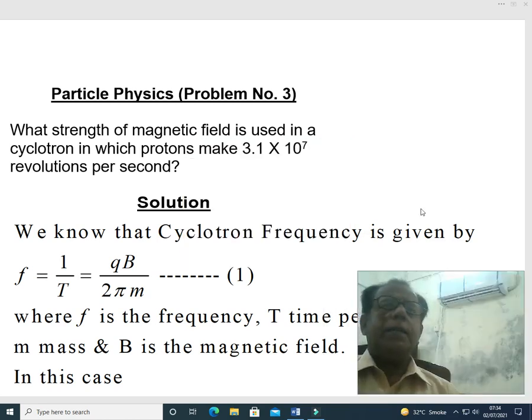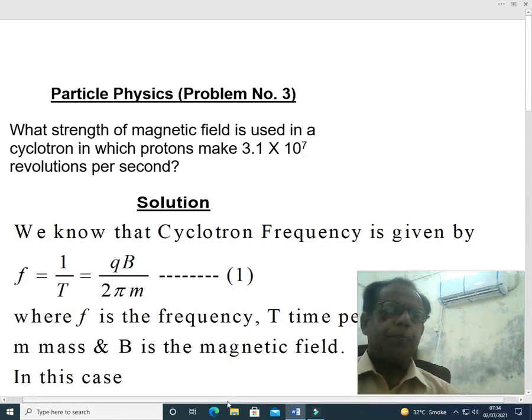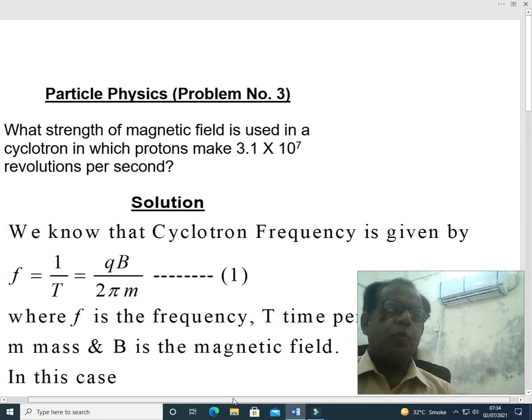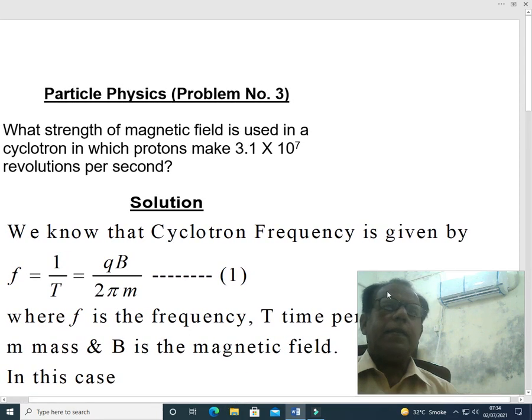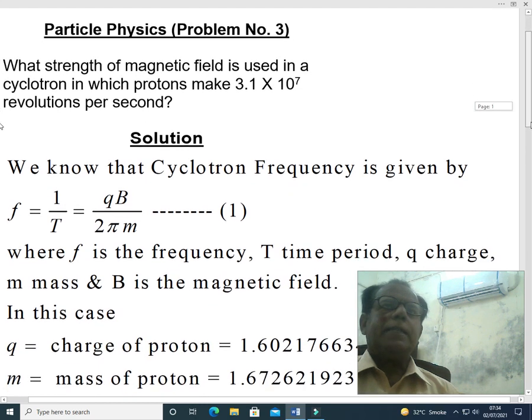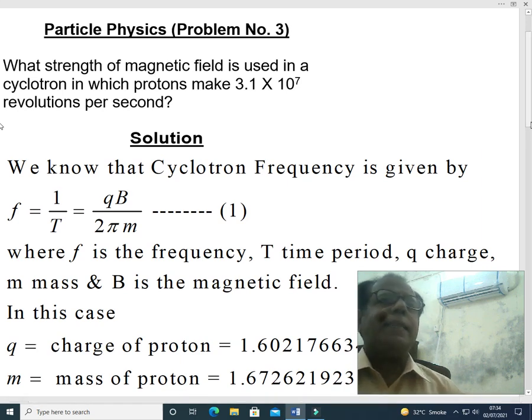This is our third problem of particle physics. Let us come towards the statement. What strength of magnetic field is used in a cyclotron in which protons make 3.1 × 10^7 revolutions per second?